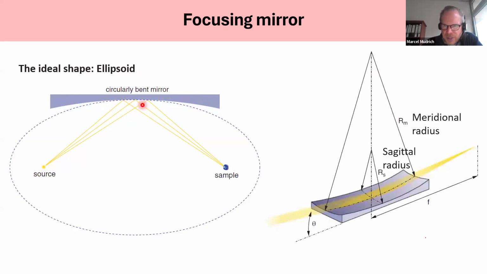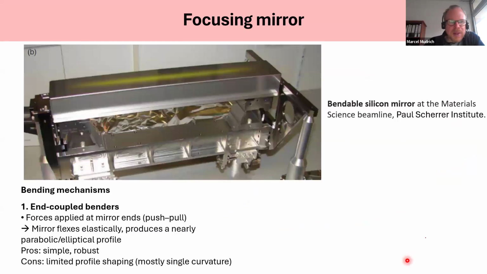And if focusing should go in both directions, in horizontal and vertical direction, then the mirror has to have this three-dimensional profile, where you would call one radius the meridional radius and the other one the sagittal radius. And you can easily calculate the focal length given the radii of curvature using these formulas here.